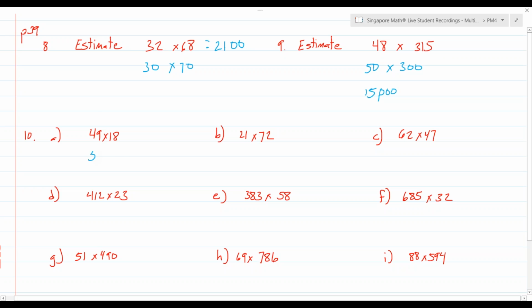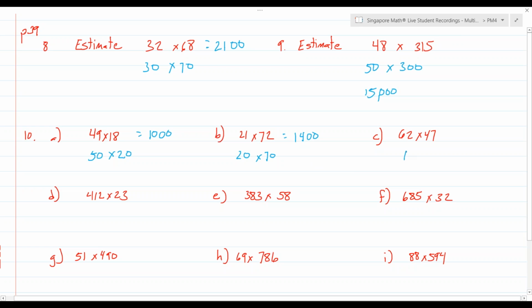49 times 18 is close to being 50 times 20. 5 times 2 is 10. There will be 2 more zeros, so that's about 1,000. Now at any time, as always, you can pause the recording, try it on your own, see if you get the same answers that I do. 21 times 72 is about the same thing as 20 times 70. So that's 14 with 2 zeros, 1,400.